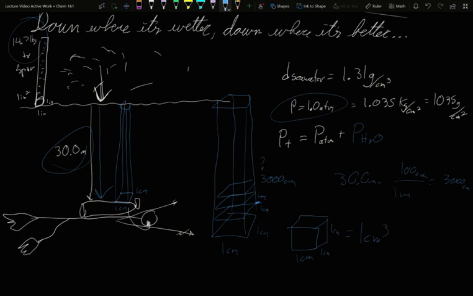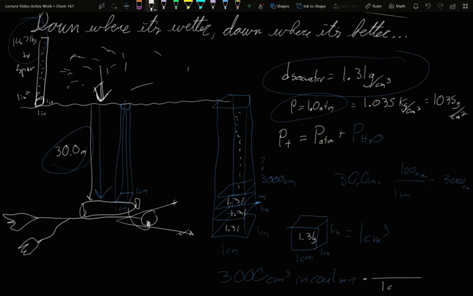If I can figure out how many centimeters cubed I have, which will be 1 times 1 times 3,000, so we have 3,000 centimeters cubed in the column, well, I know how much that's going to weigh. That column is filled with seawater. Each one of these little centimeters cubed is going to be 1.31 grams. So here's 1.31, here's another 1.31, here's another 1.31, and so on, all the way to the top. All 3,000 of them.